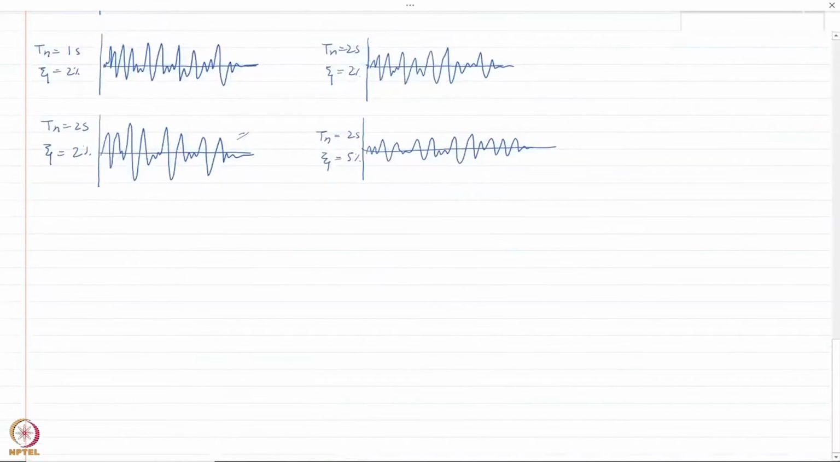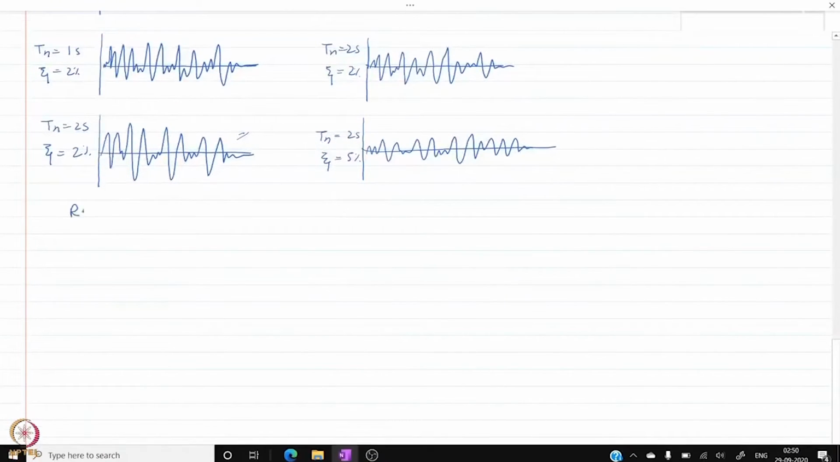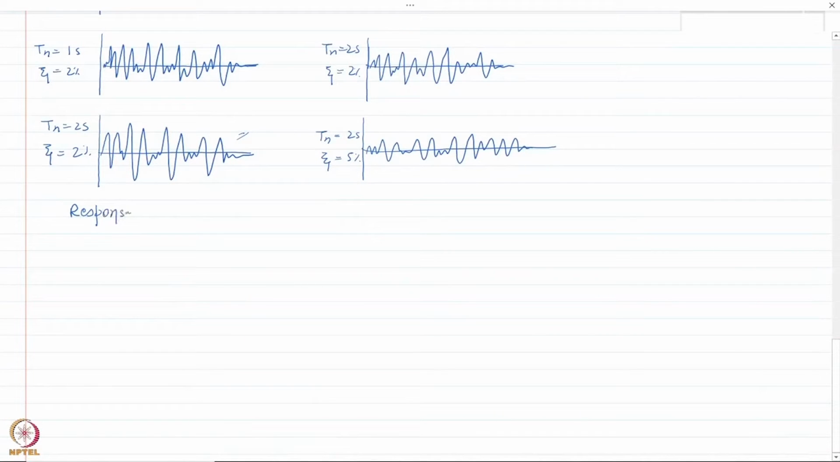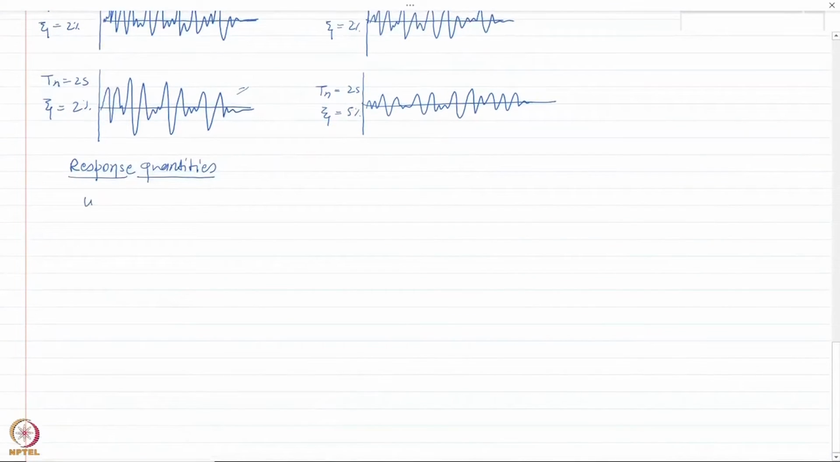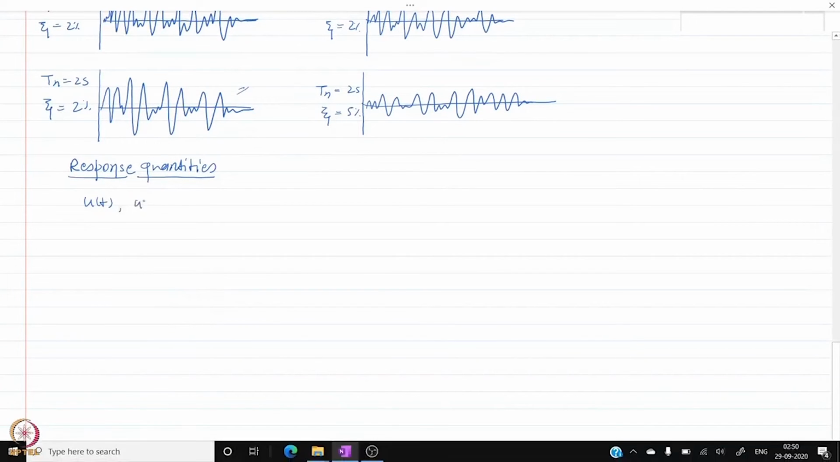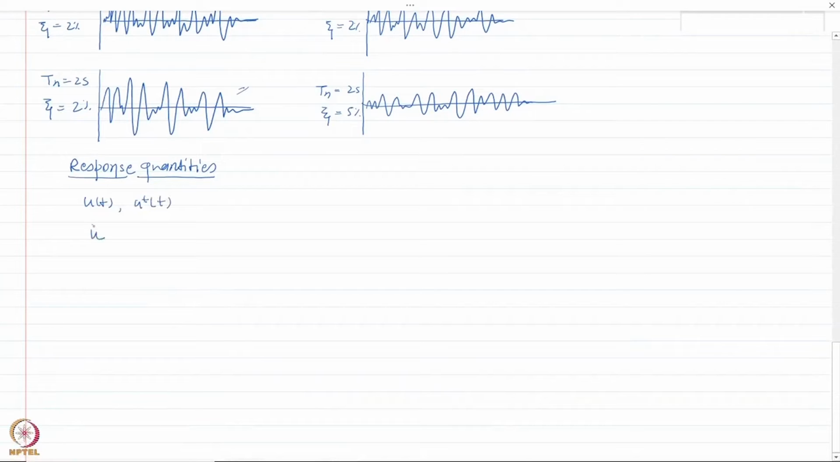Now, let us come to the response quantities that are of interest to us. We said that it is the relative displacement, or it could be the total displacement and the total acceleration. Relative displacement, as I have previously mentioned, leads to the internal forces and stresses in a structural member of a structure.